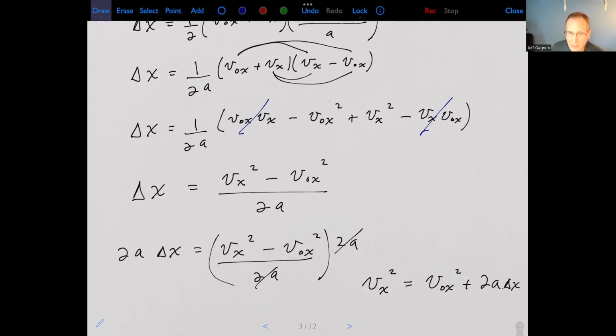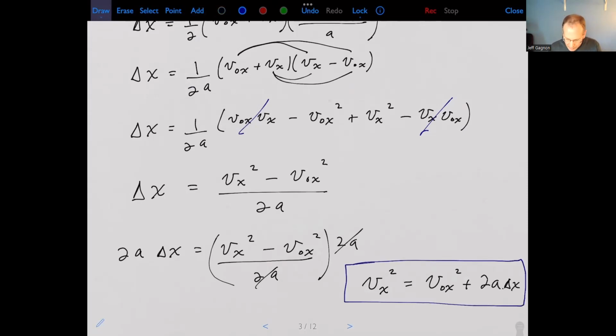So this constant acceleration equation is nice because it doesn't involve the time, right? So if your information just involves vx, v naught x, a, and delta x, doesn't involve the time, then you could use this equation. So this is like our third important equation for constant accelerated motion.